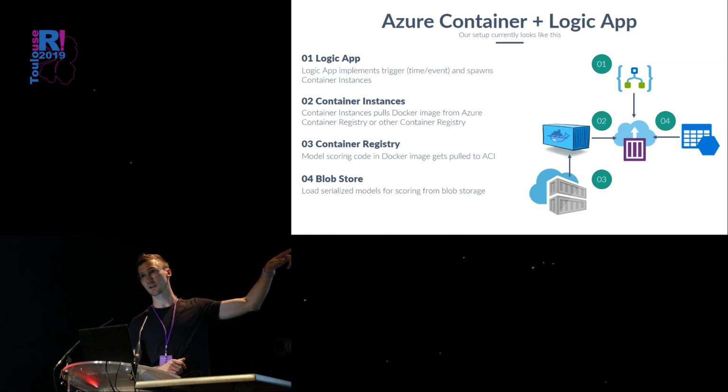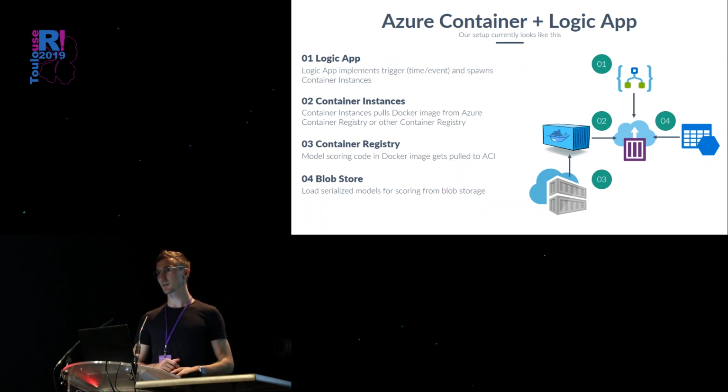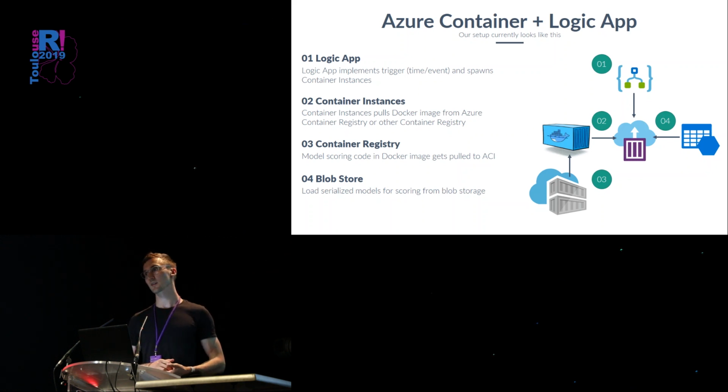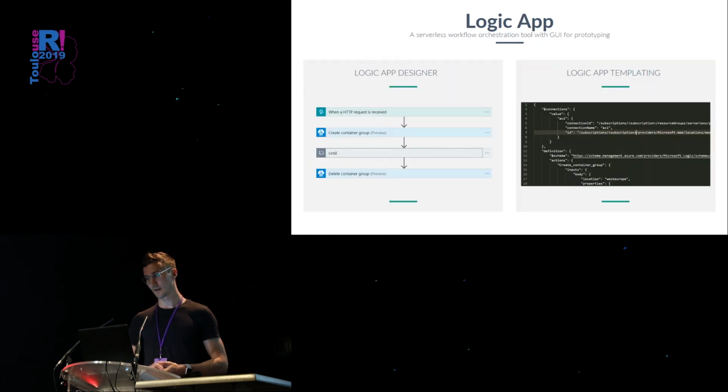The logic app then triggers spawning of a container instance. This can be 1 to n Docker containers, where you can specify the amount of compute and working memory you want to use. This container instance then pulls a Docker image of your choice, usually from your private Docker repository, to the instance, does the scoring, and in the end it serves the model output either with a RESTful interface, or it writes it to some database or a blob store.